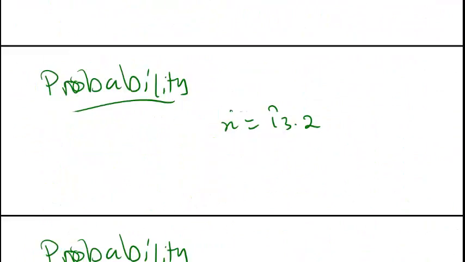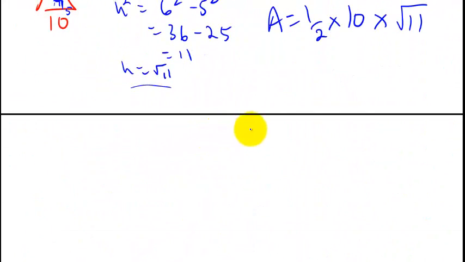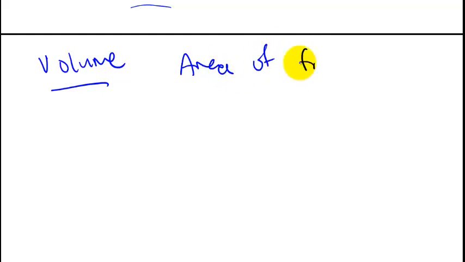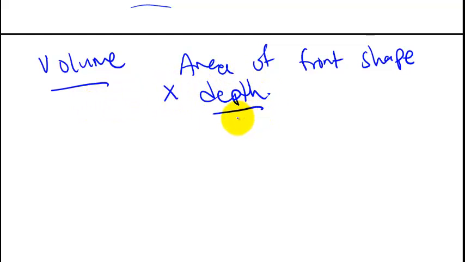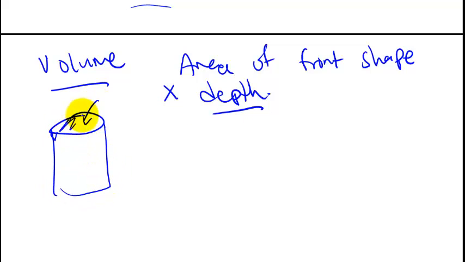Okay, surface area is finished, but all you need to know with volume is that it's the area of the front shape times by depth. So if I gave you the volume of a cylinder, it's just that area times by height.